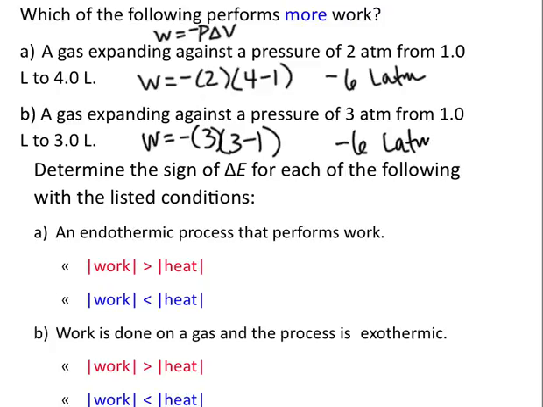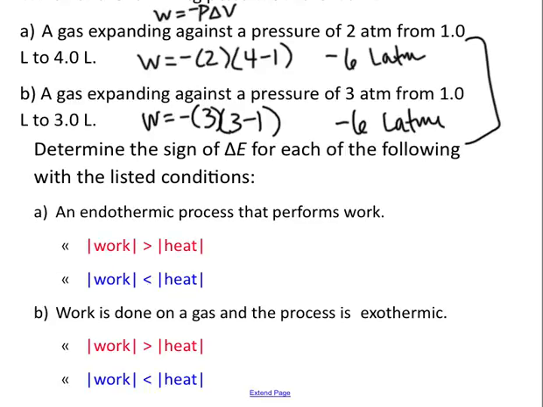Negative 6 latm. All right, so does it make sense that these things have a negative work? Right, the system is doing work. It's pushing out, and that's a negative thing. So those numbers worked out, and it ends up they have the same work. Okay? All right, now let's play with the internal energy equation to figure out some stuff here.